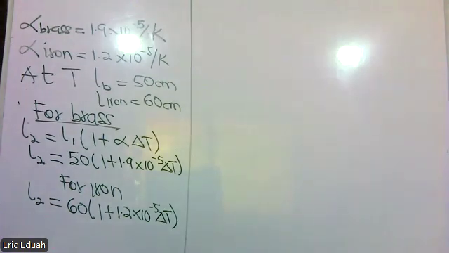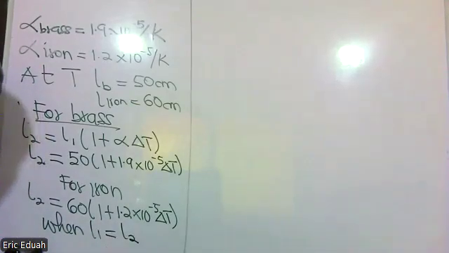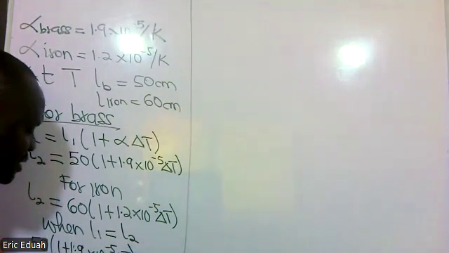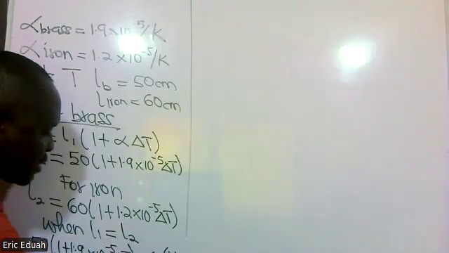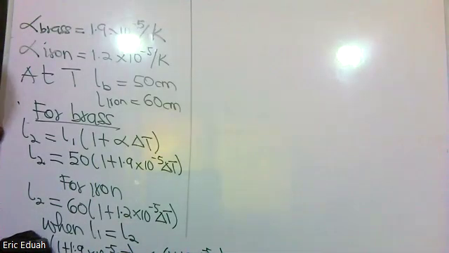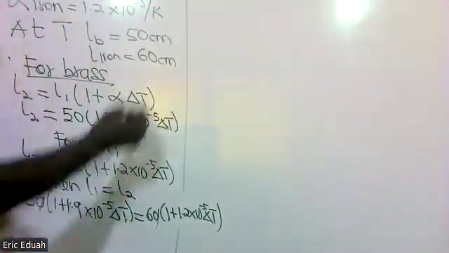Now we know the initial temperature to be big T. So at what temperature would the two metals have the same length? When L1 is equal to L2, we'll have 50 times 1 plus 1.9 times 10 to the power negative 5 delta T equal to 60 times 1 plus 1.2 times 10 to the power negative 5 delta T. So you equate them to find delta T, because we are looking at the point where they will have the same length.